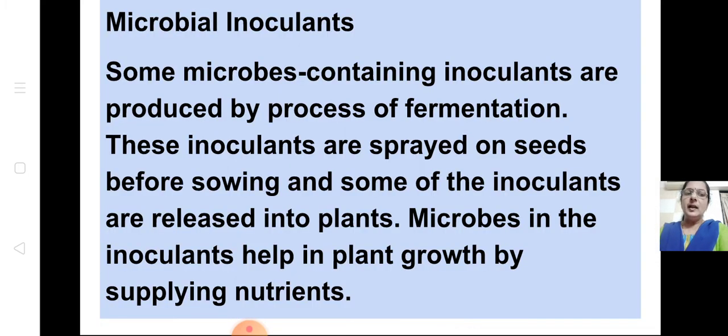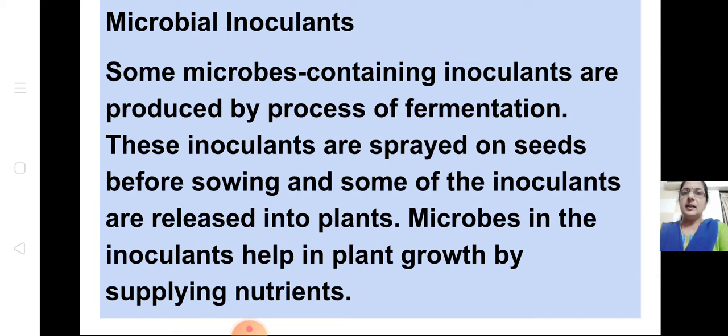Now, the last part we are going to learn is microbial inoculants. We learnt in standard 9 that before sowing any seeds, they have to be mixed with a rhizobium inoculant, rhizobium powder or solution, and then sowed. So the plant which is growing will be rich in nitrogen content. In the same way for inoculation we can use these microorganisms.